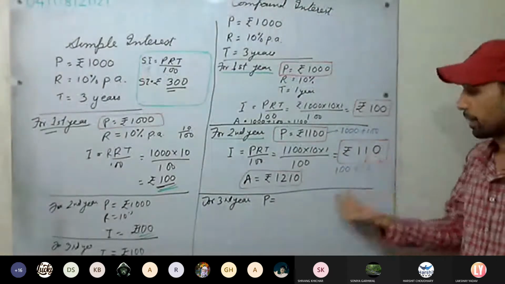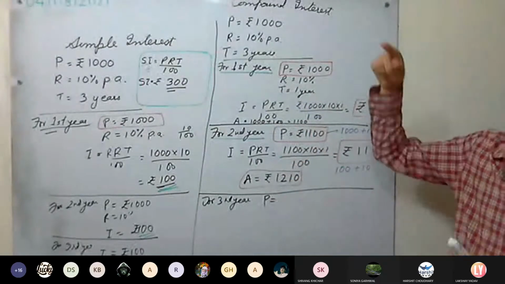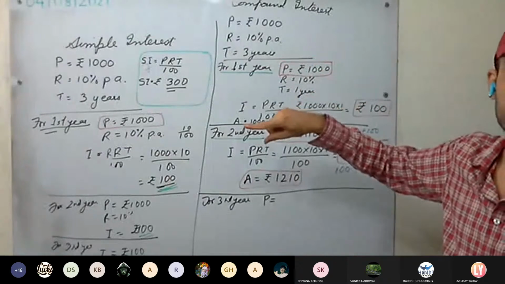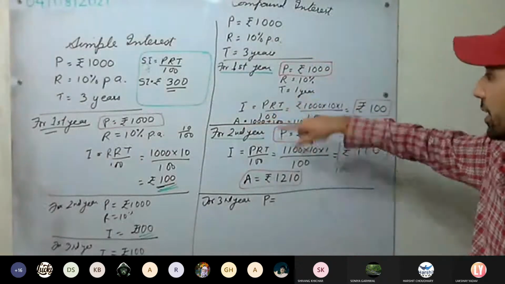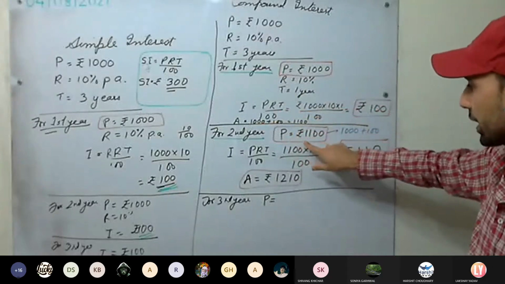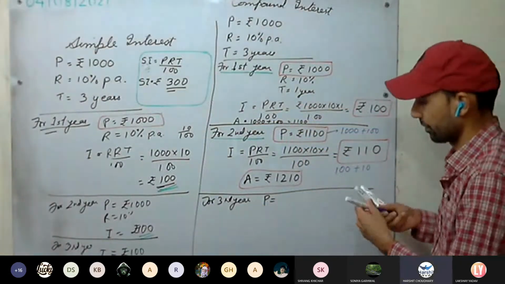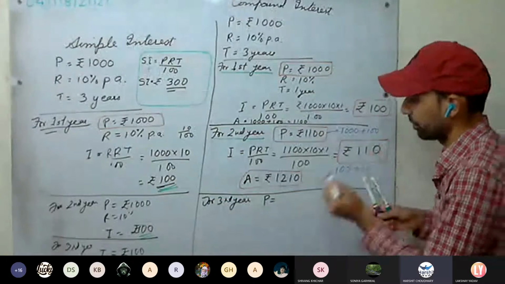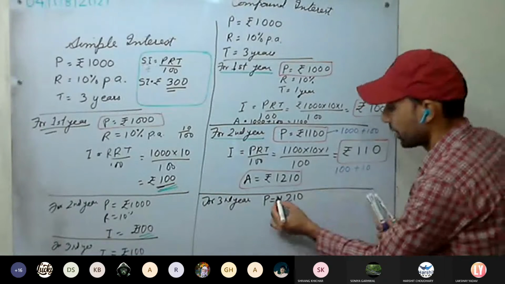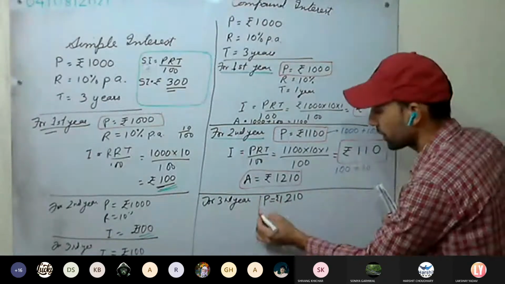Understood? So for every year, the principal keeps on changing. The amount of the earlier year will be the principal for the current year, that is, the next year. The amount of the first year will be the principal for the second year. This time, what will be the principal? 1210 rupees. This will be our principal for the third year.